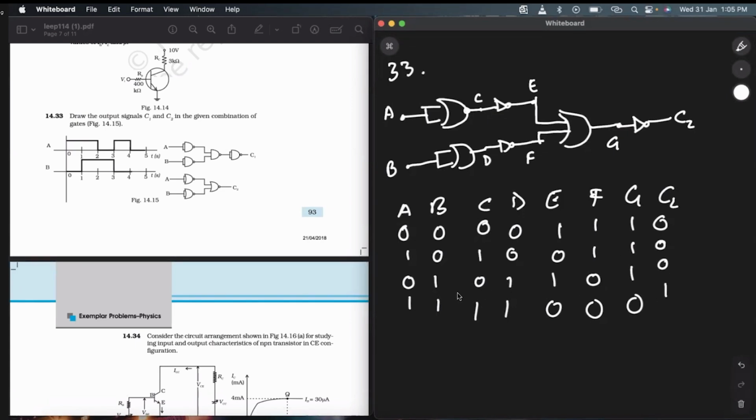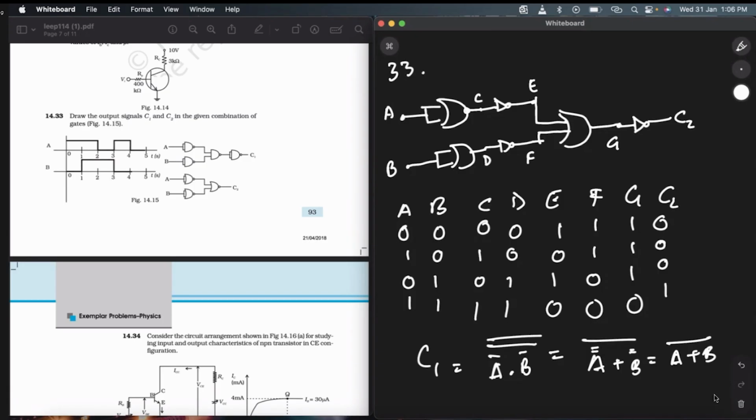Now if I want to write it, I can write it as C1 equals (A' . B')'. Now this can be seen as A'' + B'' over A'. So it can be seen as (A + B) over A'. So this will be the value for C1.